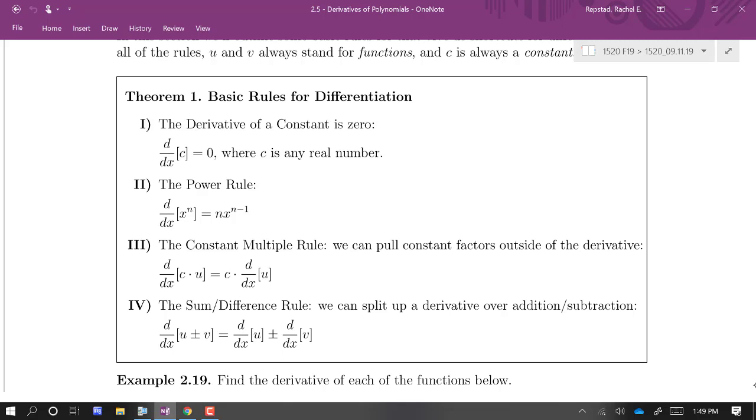And then we can also split up a derivative over a sum and difference. If I'm adding or subtracting terms, I can just find the derivative of each term and then throw them together. There's the derivative of the whole function. We cannot split it up over multiplication or division.